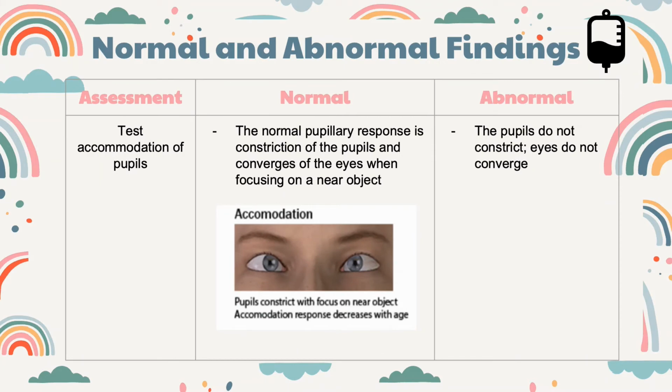For the last assessment, we have test accommodation of pupils. The normal pupillary response is constriction of the pupils and convergence of the eyes when focusing on a near object. And its abnormal finding is that the pupils do not constrict and the eyes do not converge.